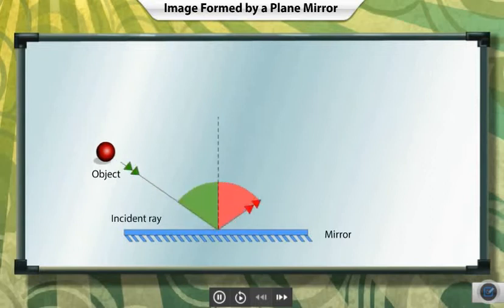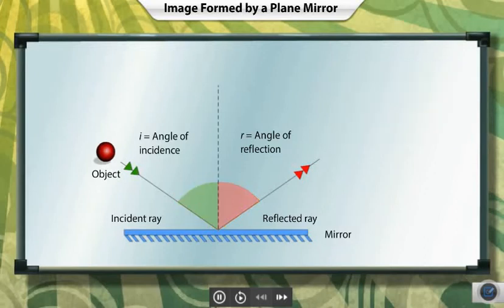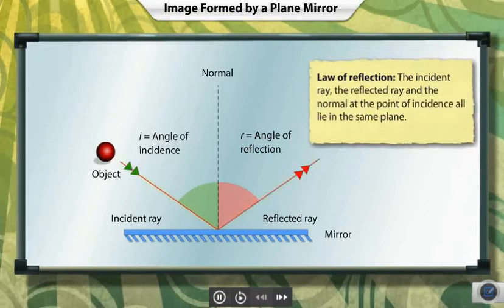Now remember, a plane mirror is a mirror that has a flat surface. Light rays striking a plane mirror are reflected in such a way that the angle of incidence is equal to the angle of reflection. Both these angles are measured relative to a normal drawn to the surface. The incident ray, the reflected ray, and the normal at the point of incidence all lie in the same plane.